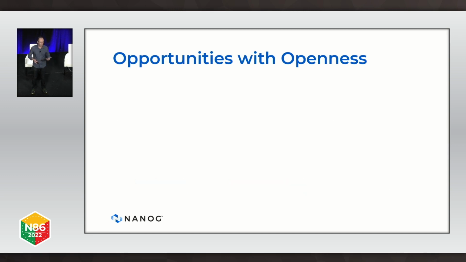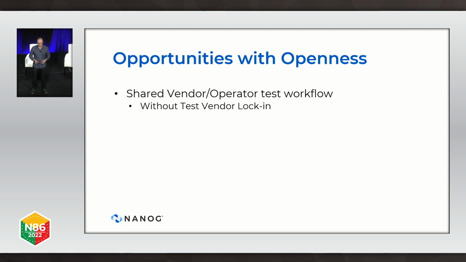So let me go through a couple of areas where we see value. As I mentioned, the first one is the shared workflow between the vendor and the user. How does the network operator tell the vendor what kind of use cases they actually have, and how they want to test the equipment, if the whole test content is proprietary? We don't want to have this vendor lock-in. We want to be able to share such information freely.